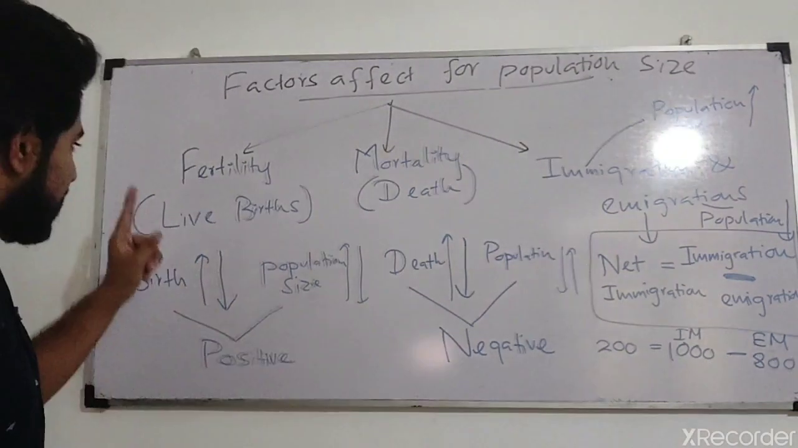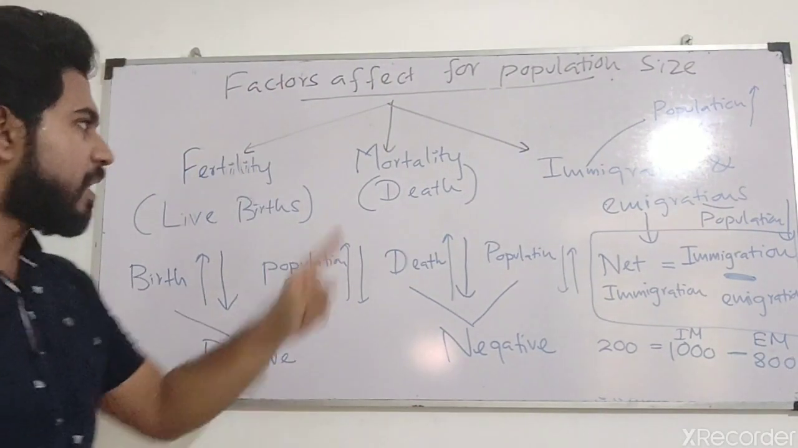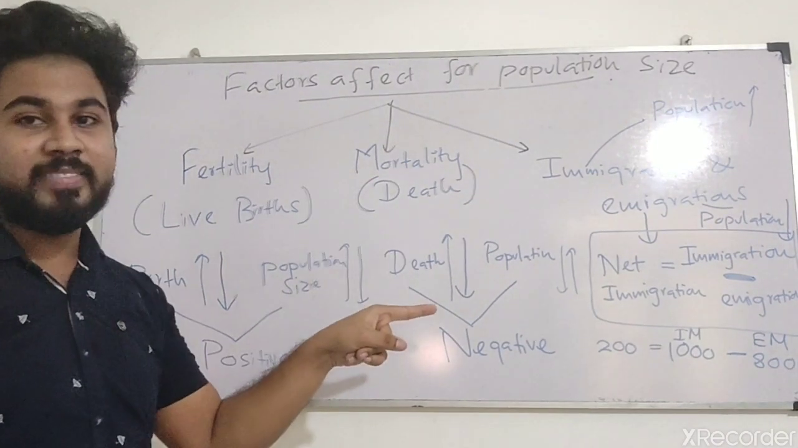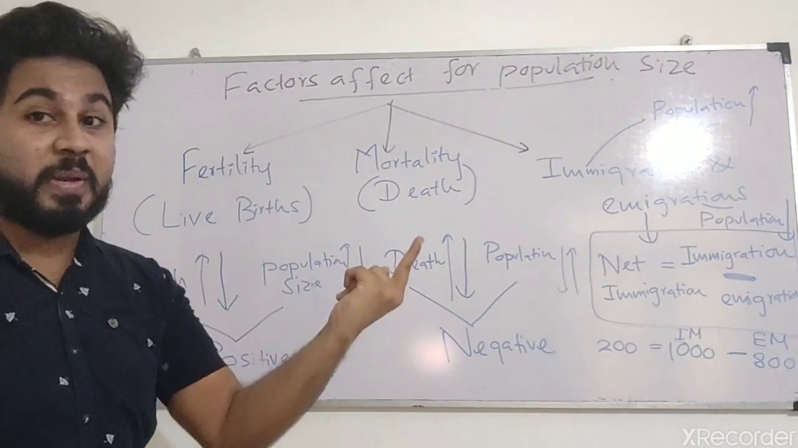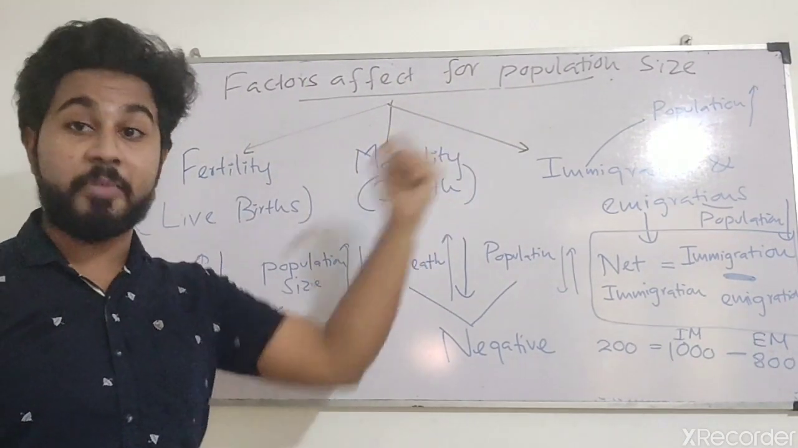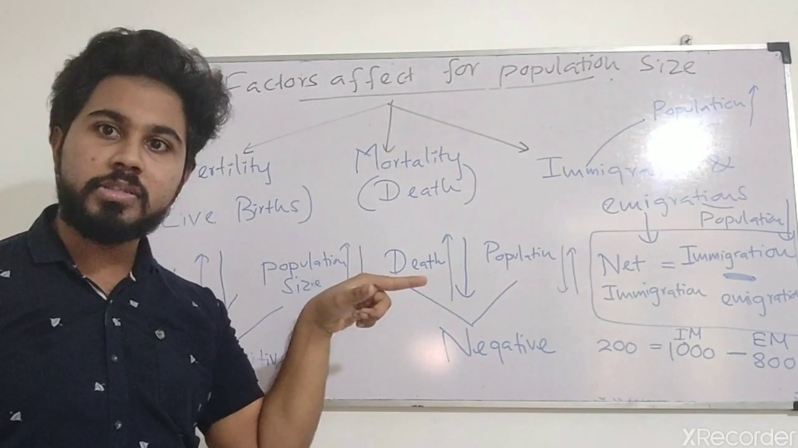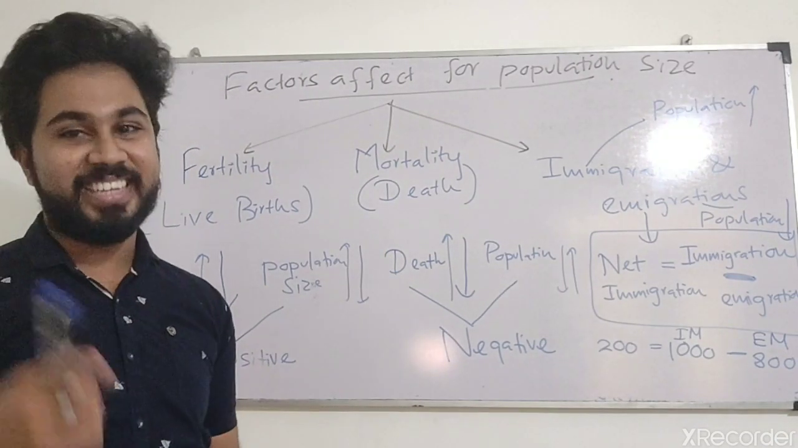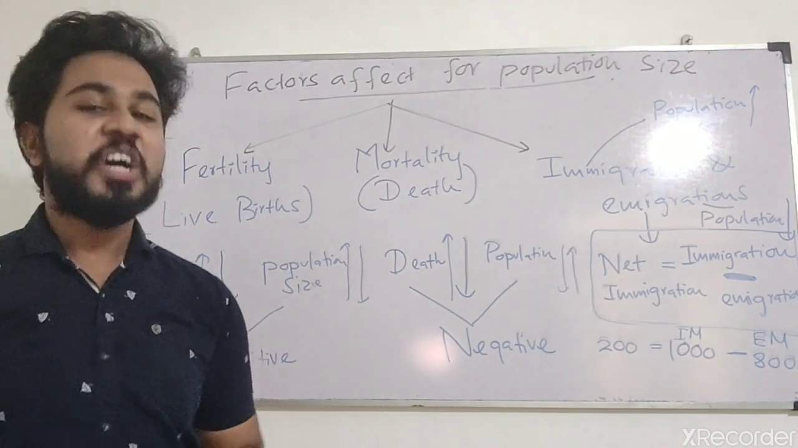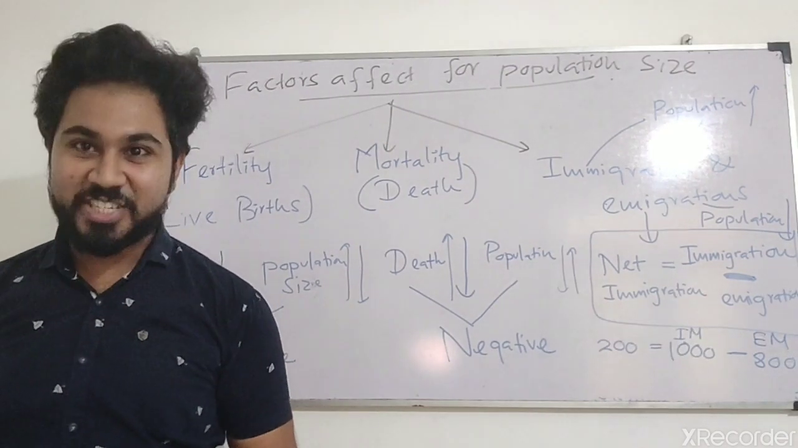Right. So however, fertility and population size have a positive relationship. Mortality and population size have a negative relationship. Then net migration and population size have a positive relationship. Immigration and population have a positive relationship. Emigration and population size have a negative relationship. Okay, so that's the basic introduction of population.